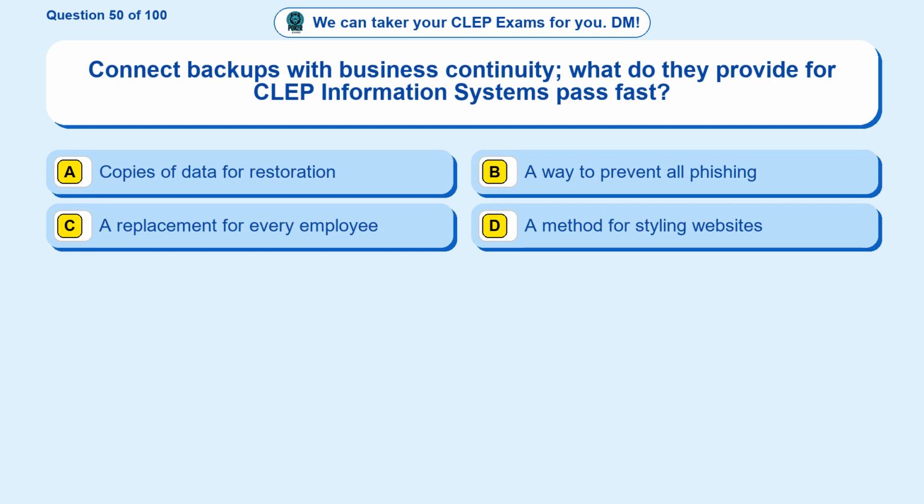Question 50. Connect backups with business continuity. What do they provide for CLEP Information Systems PassFast? Option A. Copies of data for restoration. Option B.